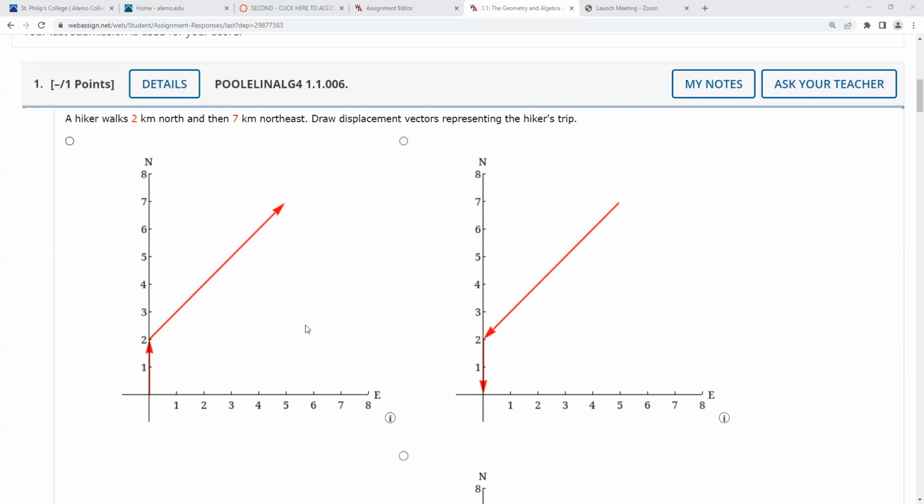So check here. This is important because we're going to do the examples here. A person walks 2 kilometers north and then 7 kilometers to the northeast. What are they telling you? Draw the displacement. So first of all, walk 2 to the north, that means up. So 2, here's 1, 2. Then 7 to the northeast.